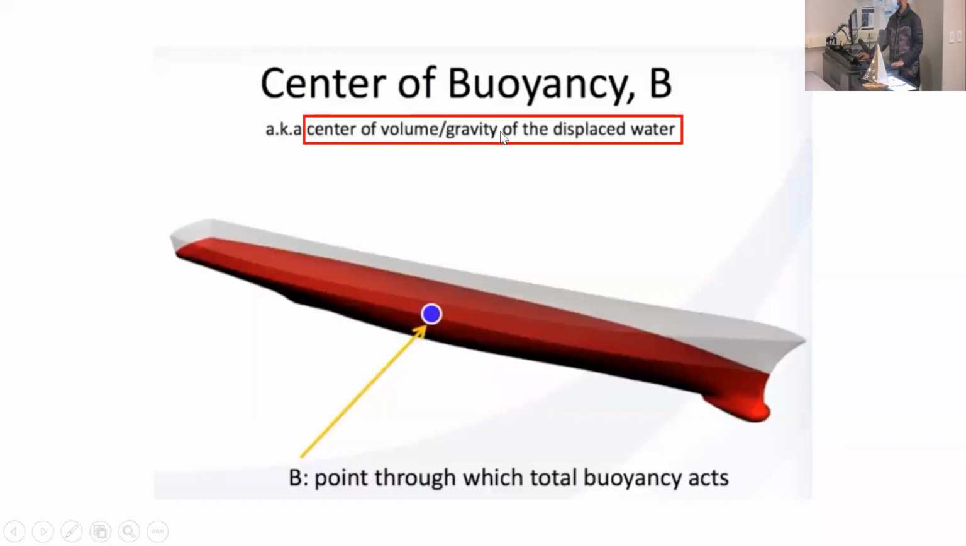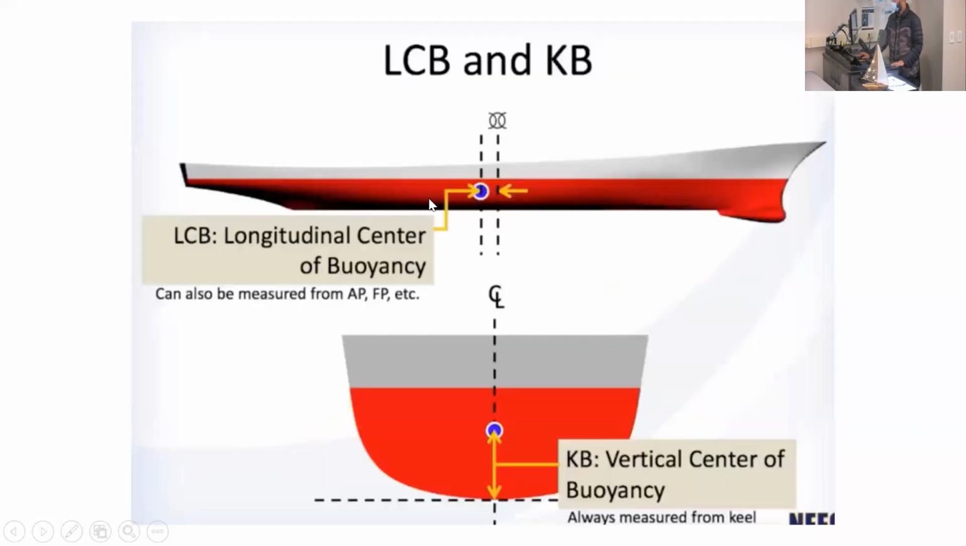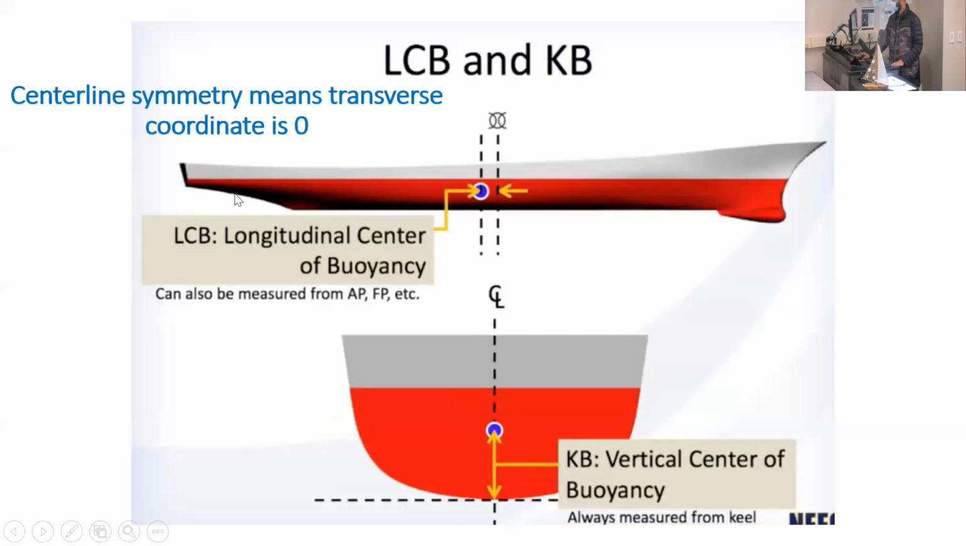So it's the center of volume of the displaced water. All right, so LCB, the distance from amidships to the center of buoyancy, we call it LCB, longitudinal center of buoyancy. The distance from keel to center of buoyancy, we call KB. Okay, keel to B, KB. Yeah, KB is the keel.